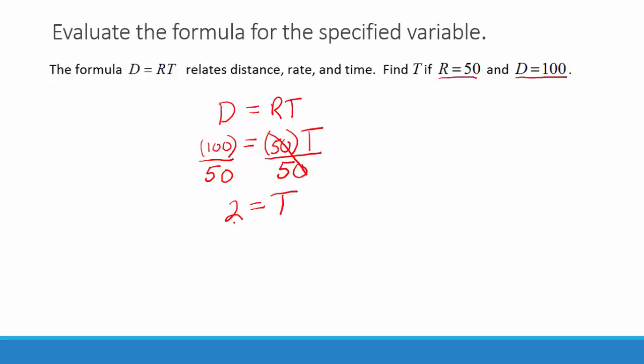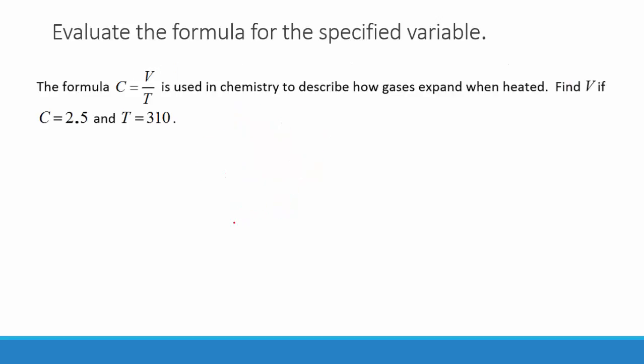The formula C equals V over T is used in chemistry to determine how gases expand when heated. Find V if C equals 2.5 and T equals 310. First, write the formula. We have values for C and T, so we will rewrite the formula putting parentheses where the C and the T are.